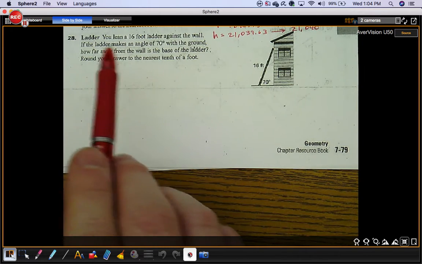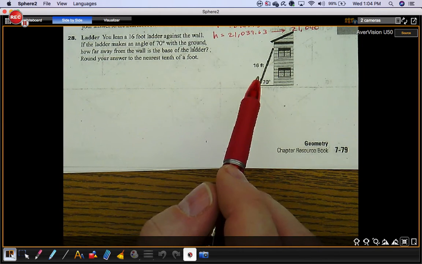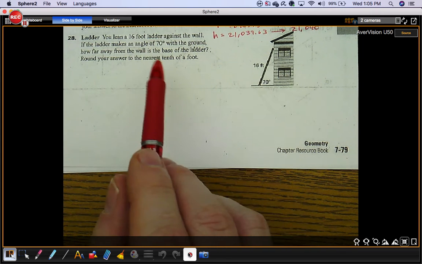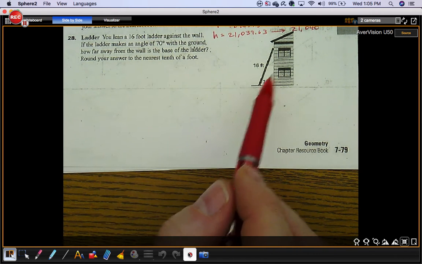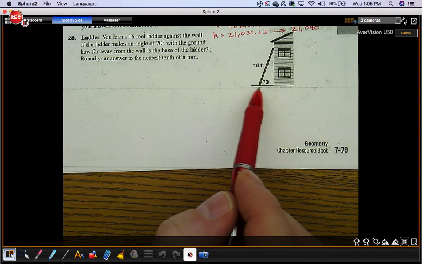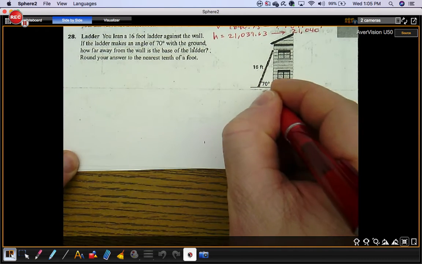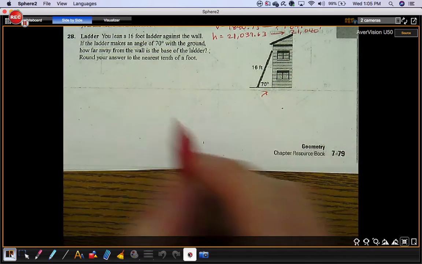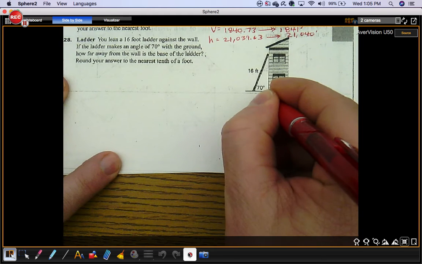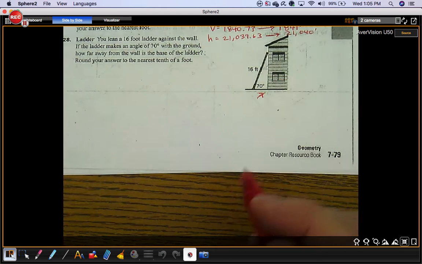Number 28 is about a ladder. You're going to lean a 16-foot ladder against a wall. If the ladder makes an angle of elevation, or an angle of 70 degrees with the ground, that would be that guy there, how far away from the wall is the base of the ladder? Round your answer to the nearest 1/10 of a foot now. Okay, so this is in feet, so we don't have to convert to a different unit. We just have to be careful how we round.